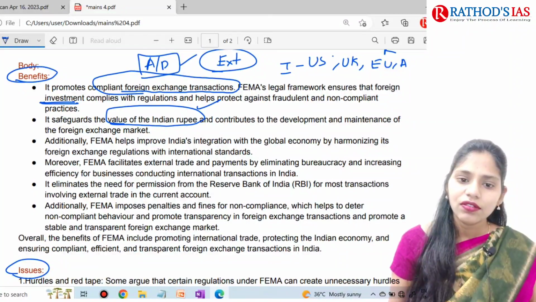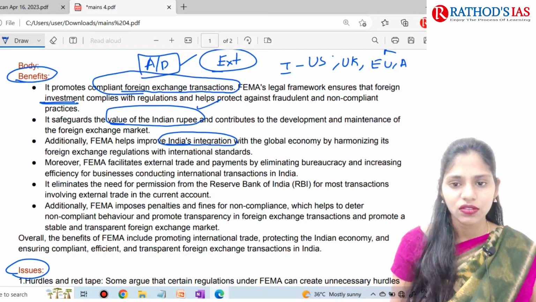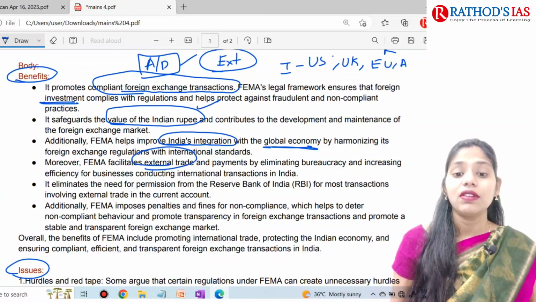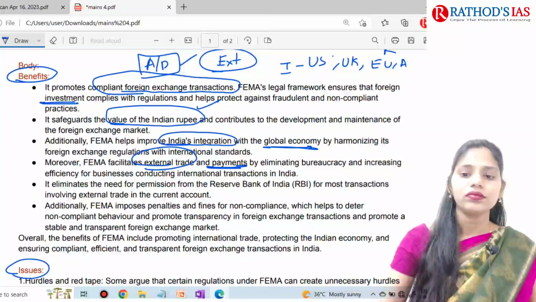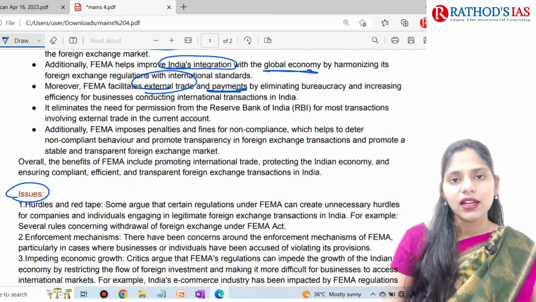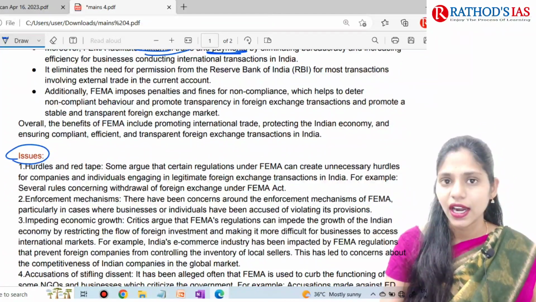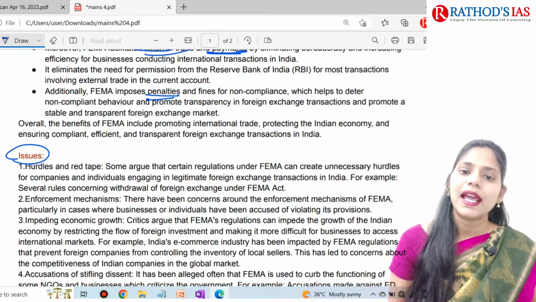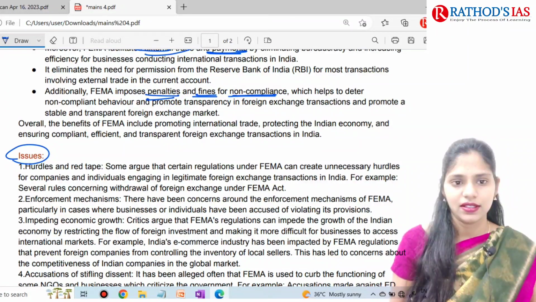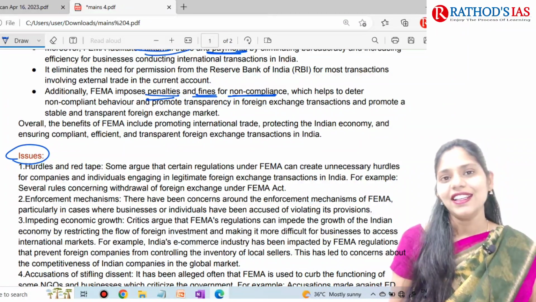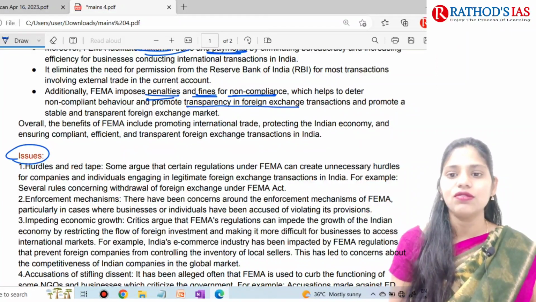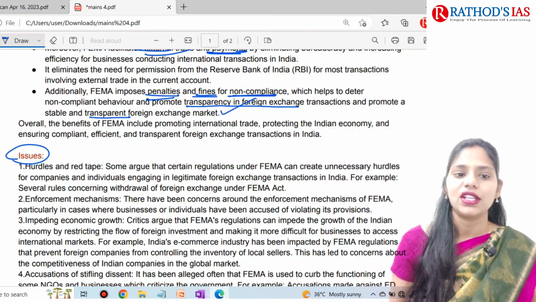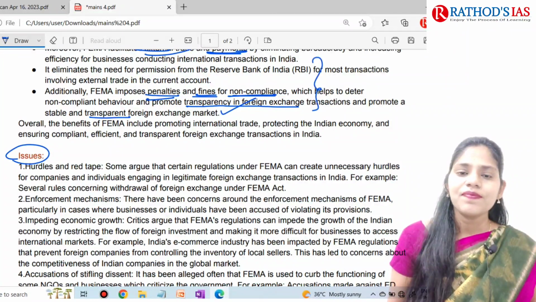And it will be helpful for improving India's integration with the global economy. It will also promote external trade and payment systems. Under this FEMA, there is also one provision that it will impose penalties or fines for non-compliance. And finally, it will also promote transparency in foreign exchange transactions and promote a stable and transparent foreign exchange market. So these are some of the benefits.